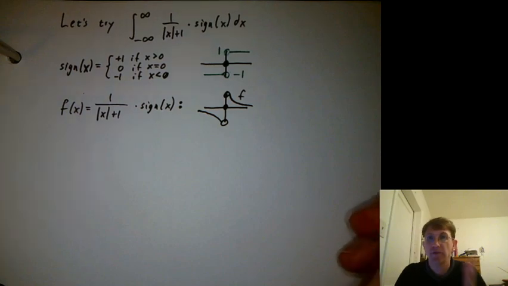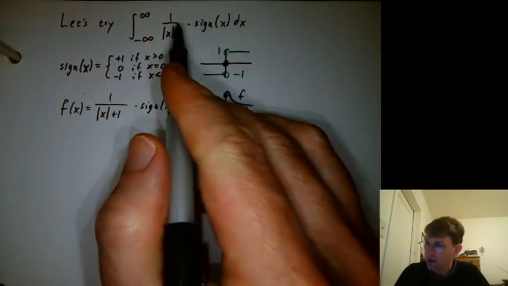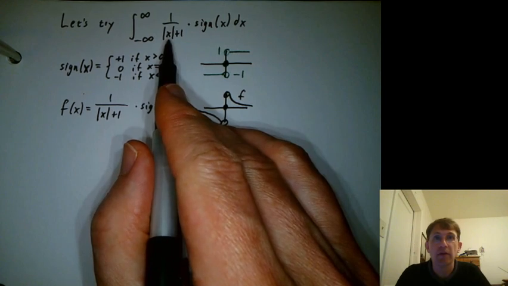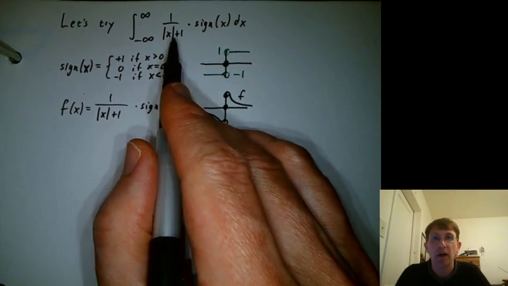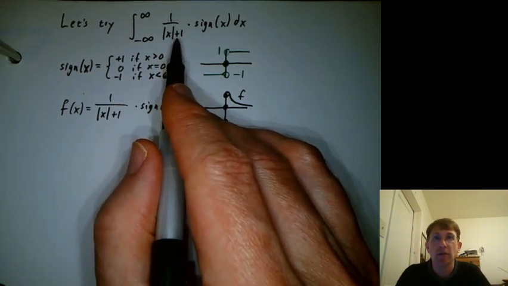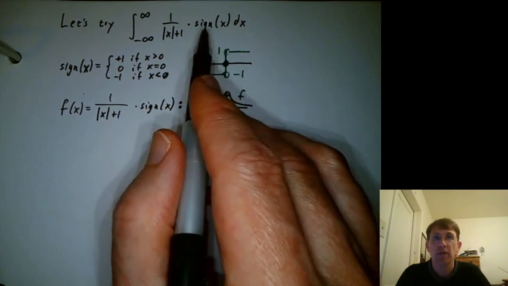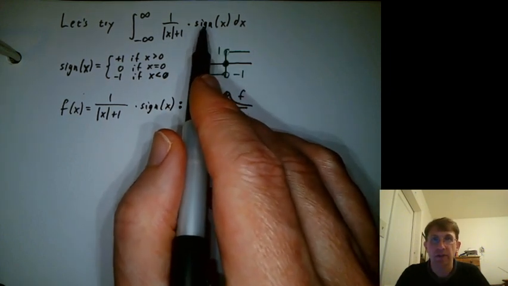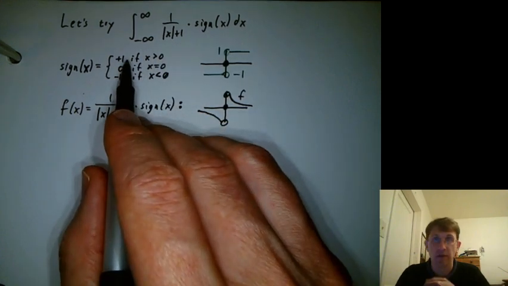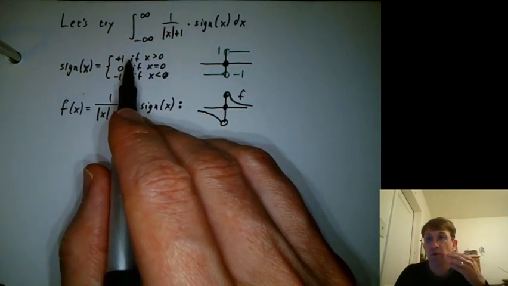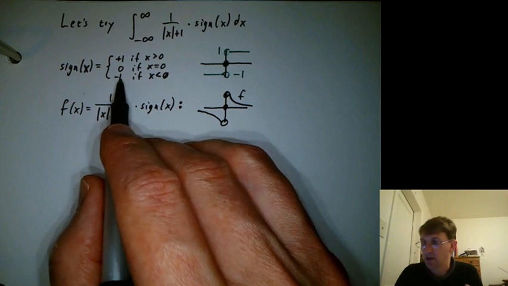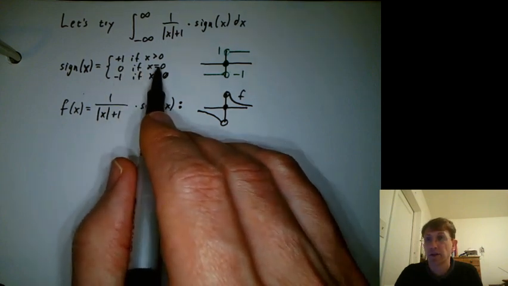Let's try another integration from negative infinity to infinity. Here's a function you've probably never seen before. I kind of just made it up. So 1 over absolute value of x plus 1 times sign of x, but this sign isn't a sine wave, it's SIGN, which is a fairly useful function that gives you a 1 if x is positive, a negative 1 if x is negative, and a 0 if x is 0.